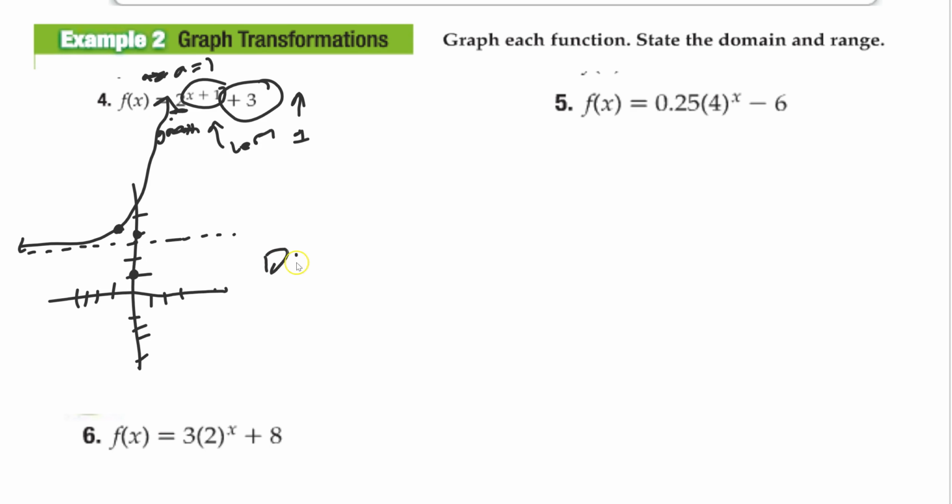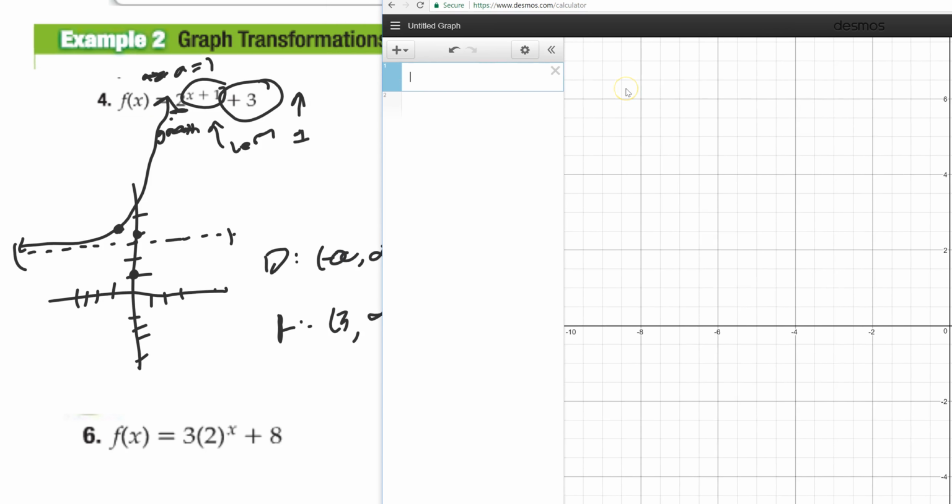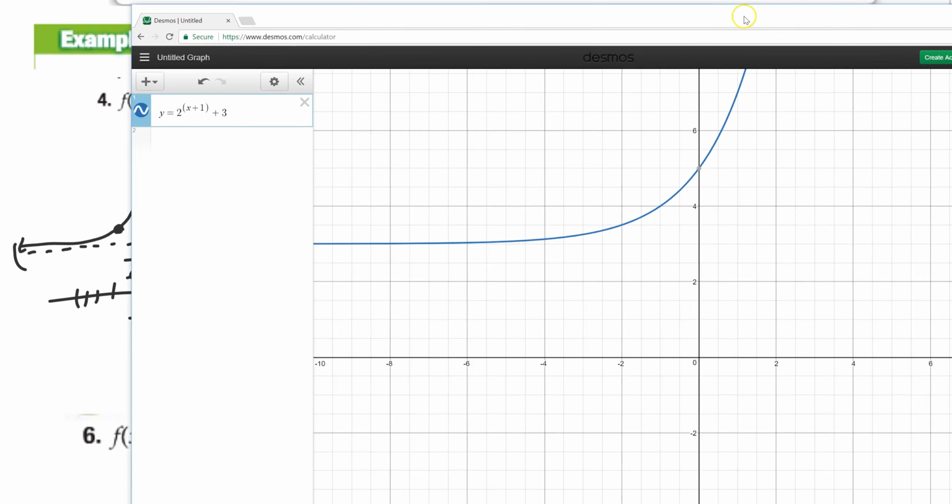My domain: farthest left is the arrow, farthest right is the arrow. Negative infinity to positive infinity. My range: my lowest is 3, I can't hit it, but 3 to infinity. So that's what it looks like. Let me show you something on Desmos real quick. So we have y equals 2 to the power of x plus 1, the growth function, and then on the outside we're going to go plus 3.